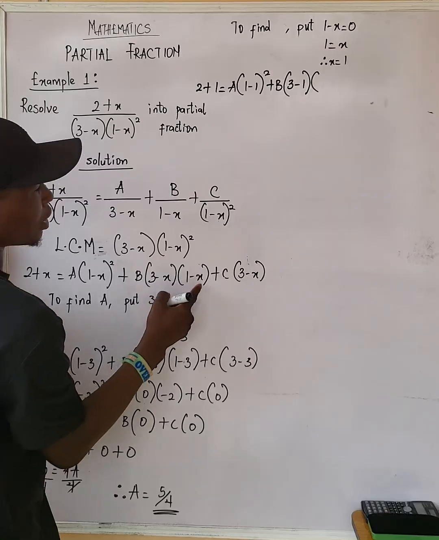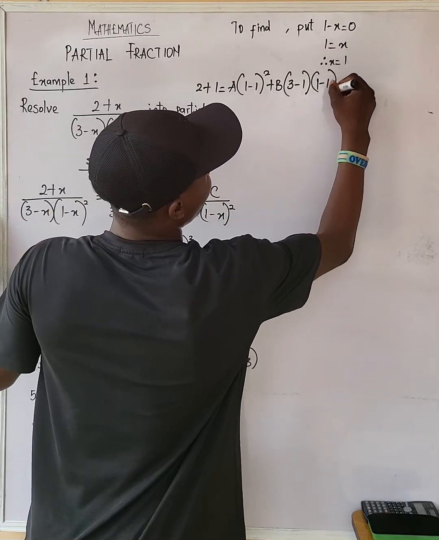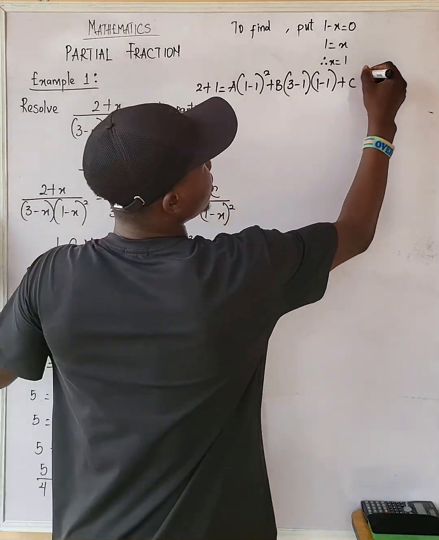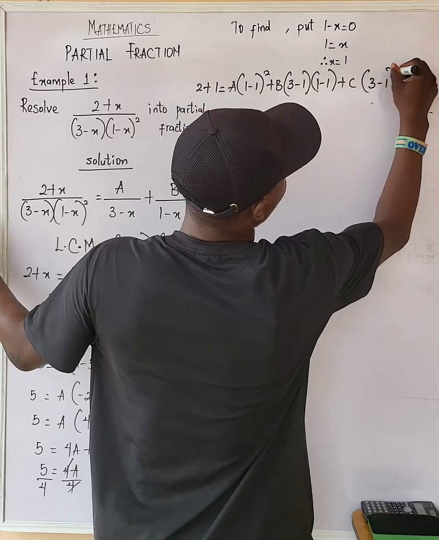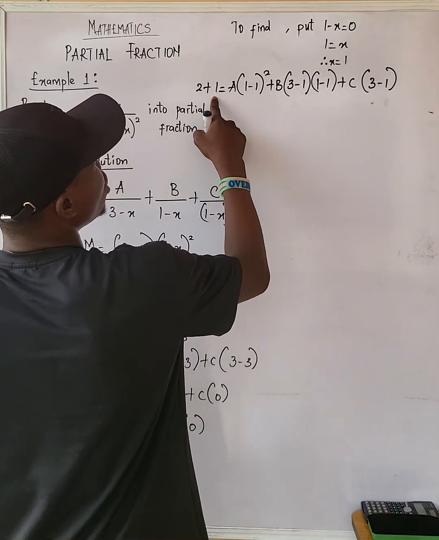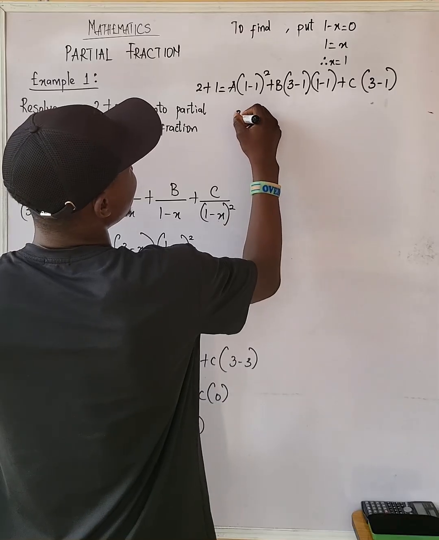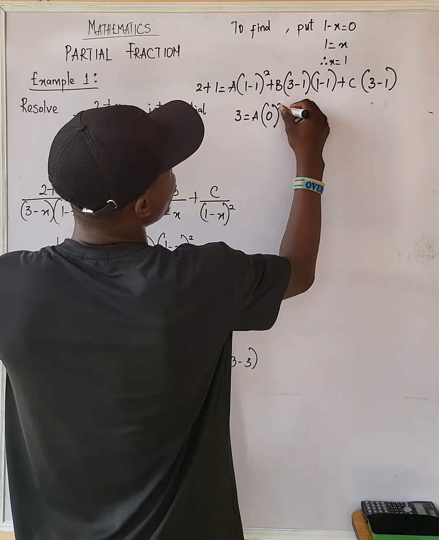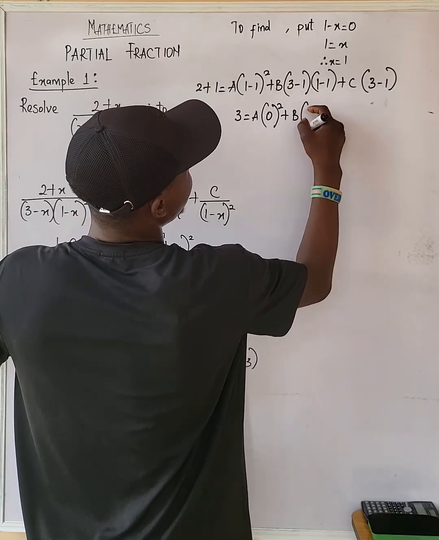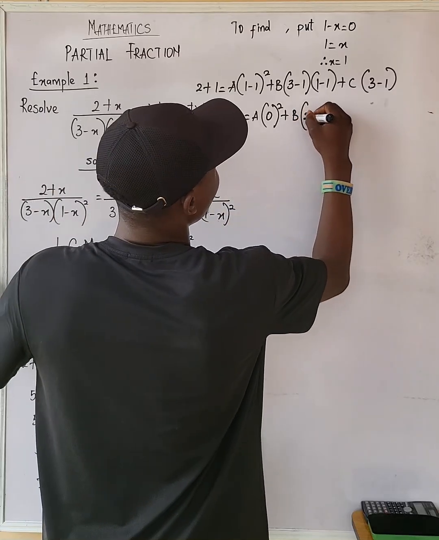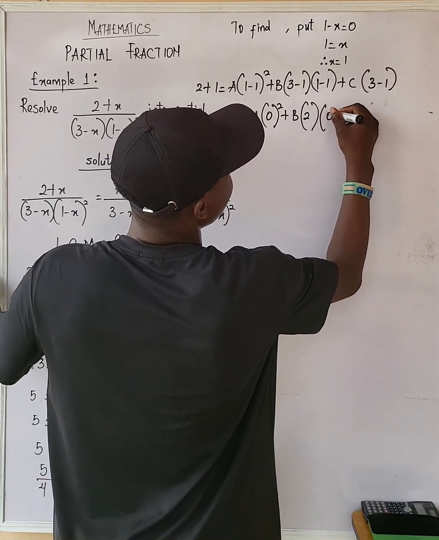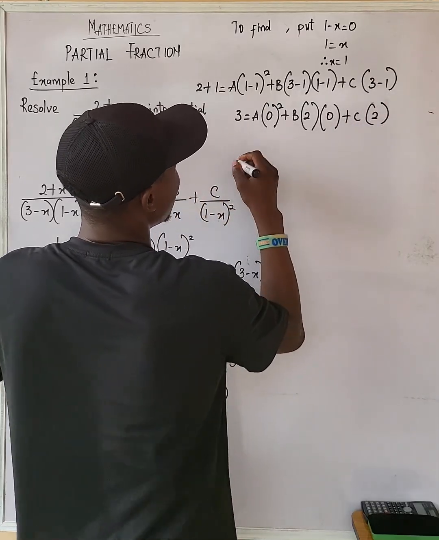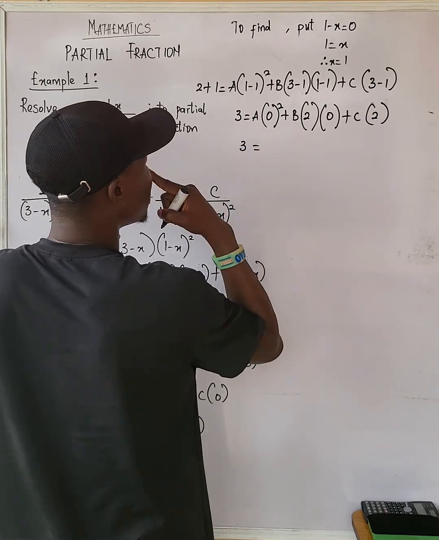And here will be what? 1 minus 1, right? Then plus c. Here will now be 3 minus what? 1. 3 minus 1. Now 2 plus 1 is what? That will give us 3. 1 minus 1, 0, all squared, plus b, 3 minus 1, 2. 1 minus 1, 0, plus c, 3 minus 1, 2. So what are we going to have? That will be giving us 3.